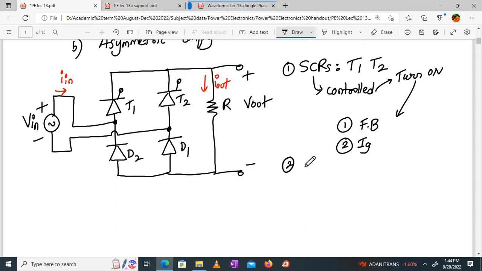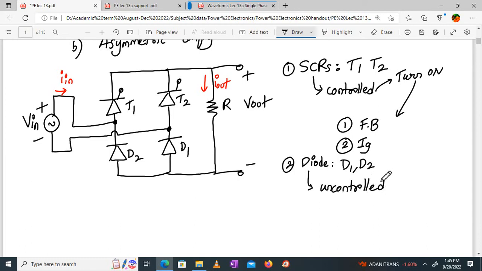Now, this is about the SCR. What about the diode? When I talk about the diode, it means power diode. So D1 and D2, are they controlled? Can they be controlled? Do we decide when they turn on or when they turn off? No. In the positive half cycle it turns on, and in the negative half cycle it switches off. So these are uncontrolled devices.